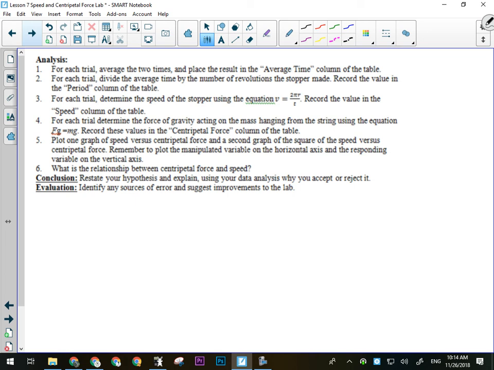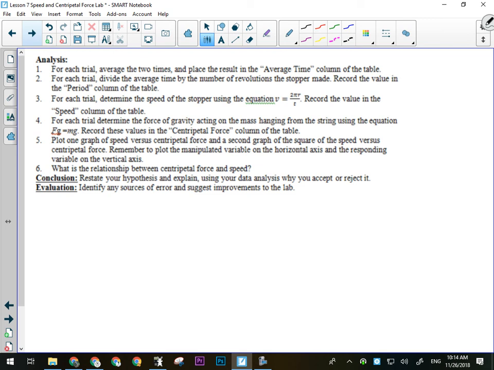Okay, number 4 says determine the force of gravity acting on the mass, record those values in the centripetal force, plot one graph of speed versus centripetal force. Now, that might be backwards. What's our manipulated variable here? Centripetal force. What should go on the x-axis? Centripetal force. Okay, make sure that you do it that way. Otherwise, the graph turns out the wrong way. So we want centripetal force on the x and speed on the y.